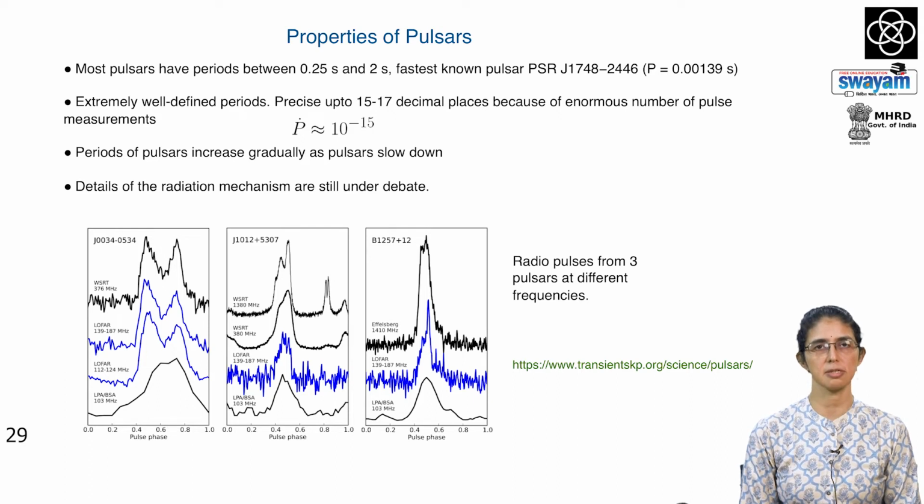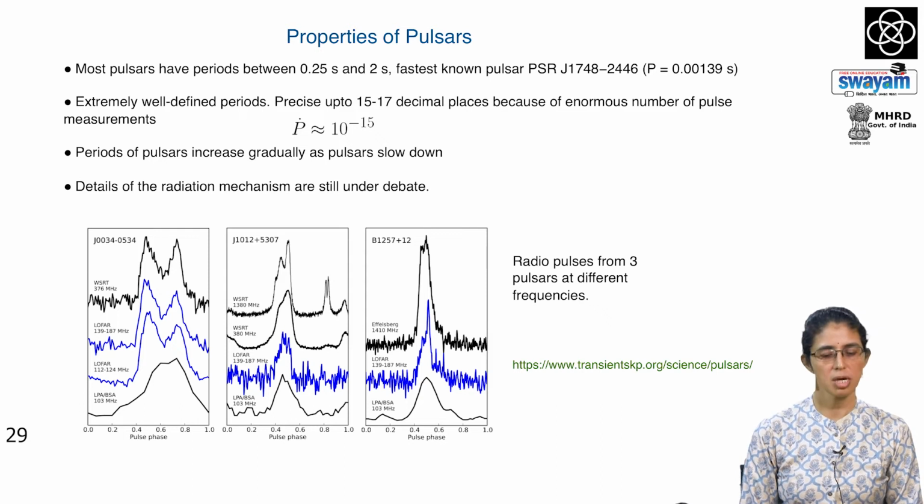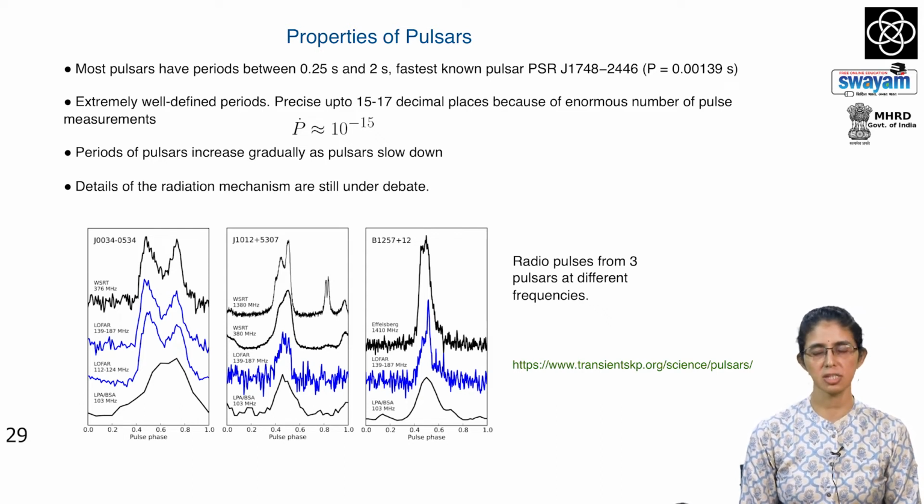That is, the pulses are precise up to 15 to 17 decimal places. This is because the pulse duration is very short, and the time period between the pulses is also short, allowing us to make innumerable measurements, a very large number of measurements, giving rise to these precise time periods. In addition, it is also found that these periods are slowing down with time; that is, P dot, the rate of change of period, is of the order of 10 to the power minus 15.